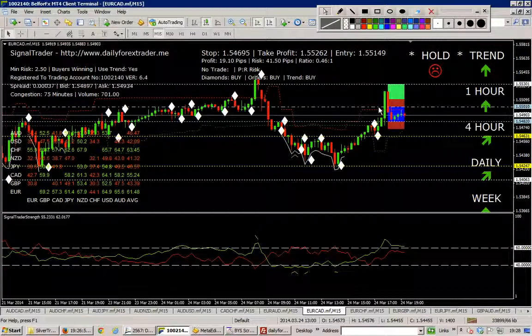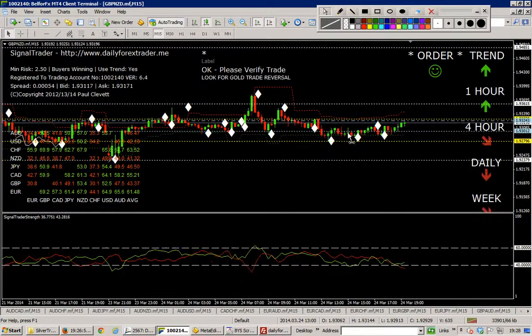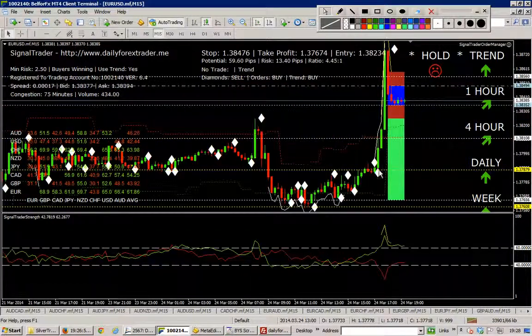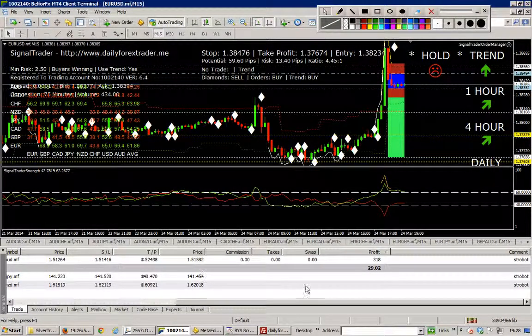So again, here's another one. Look at this one. Again, EuroCAD, SignalTrader doesn't take it because the targets are too tight. If the targets are too small, SignalTrader won't take it. It'll only go for trades where there's a good potential of us actually making a big move. And so we're now 31 pips in profit in this one. I'm trading $1 a pip on this account.